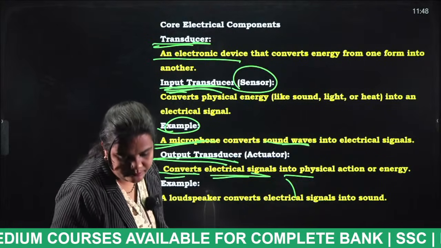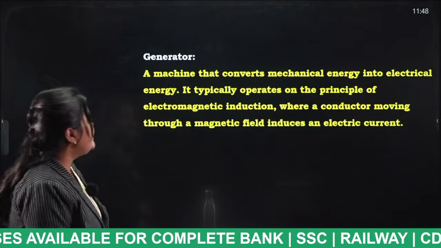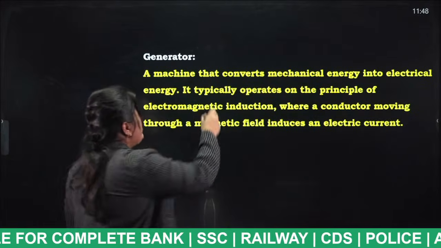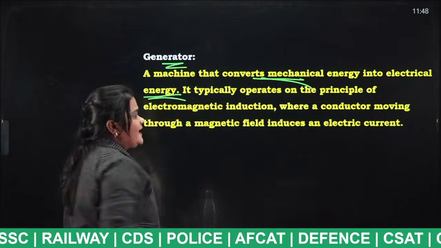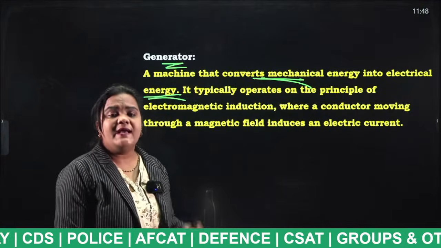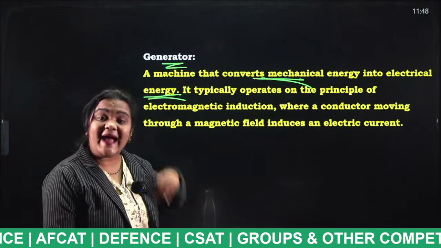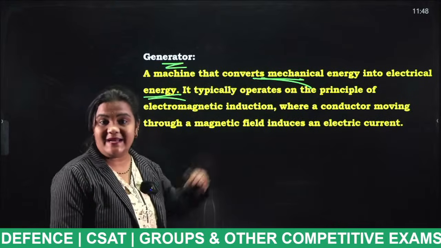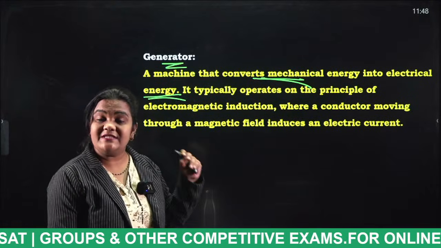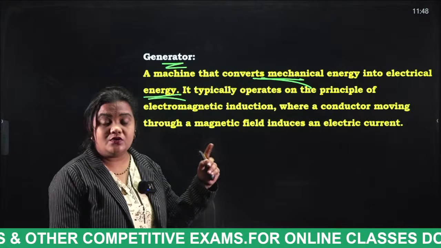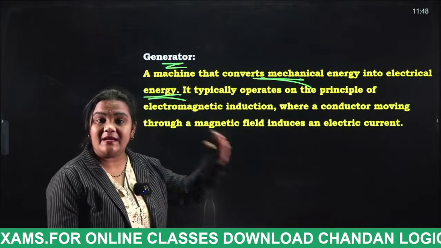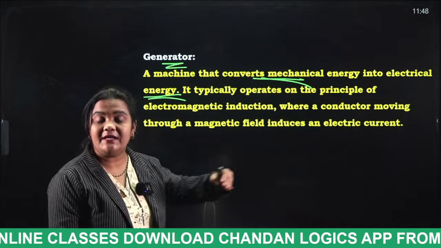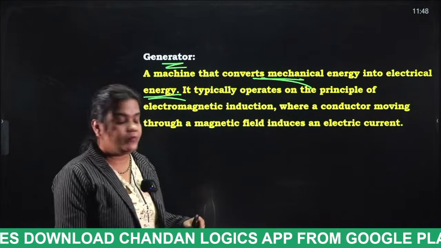Okay. Next, the generator. You all know what a generator does, students. It converts mechanical energy into electrical energy. The device which converts mechanical energy into electrical energy. When the generator is on, there is a sound, right? So what is happening here? The rotation is happening here. The mechanical energy is converted into electrical energy.